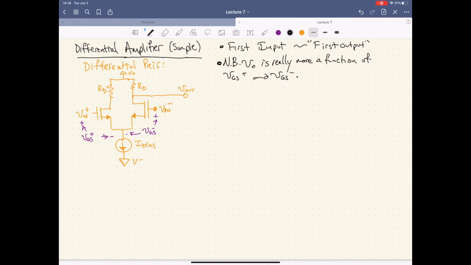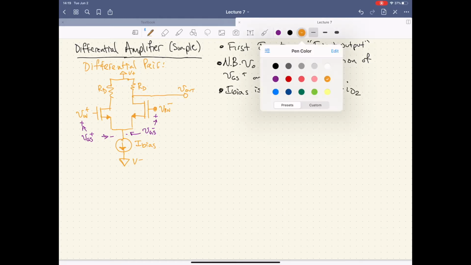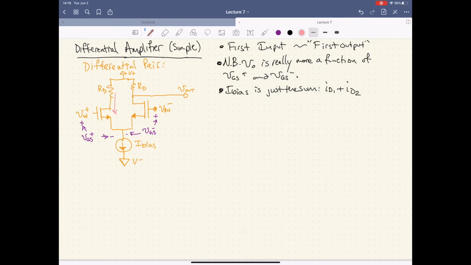Okay, so I bias here is just the sum of ID1 and ID2 running through here. And that should be pretty clear. We have two currents coming down here and here. This one's ID1, this one's ID2. Then these two add up to come to my I bias. And I bias is governing the total sum of those two currents.